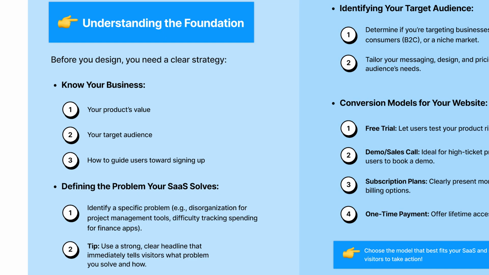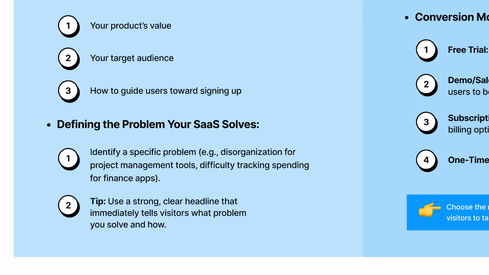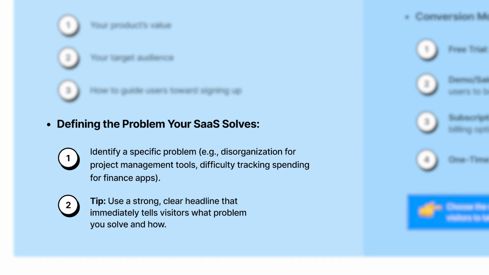That means you need to understand your product's value, your target audience, and how to guide users towards sign up. A strong SaaS business model is the foundation of a high converting website. If you are not clear on what you offer, who it is for and how it solves a problem, your site won't deliver results. So, let's break it down and plan your SaaS website for maximum conversion.